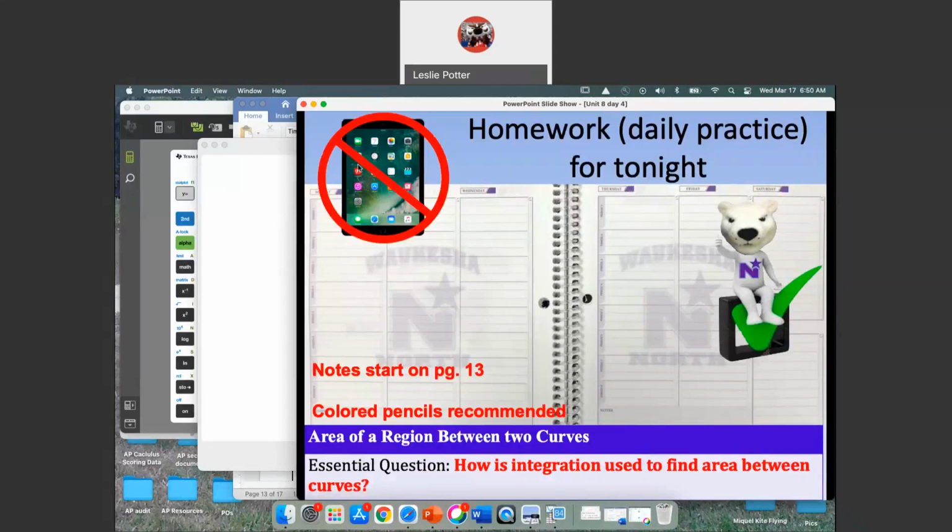So these notes are, we're going to talk about the area of a region between two curves. And so we know that when we integrate, the value of that definite integral defines a region that's between the function and the horizontal axis. So we're going to adapt that in this set of notes, and we're going to see how we can use integration to find the area between two curves and not involve the horizontal axis at all.